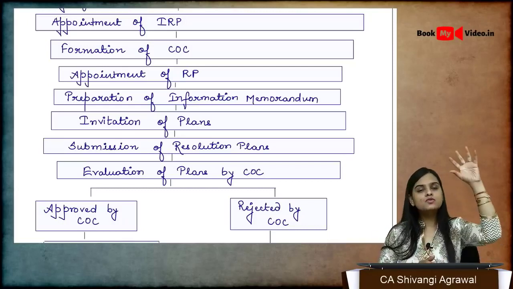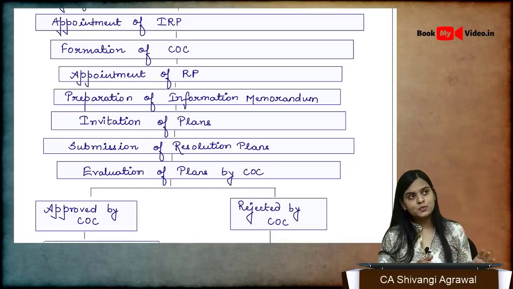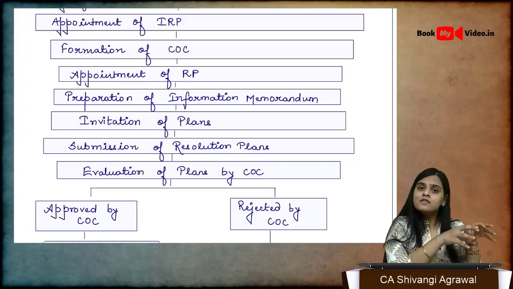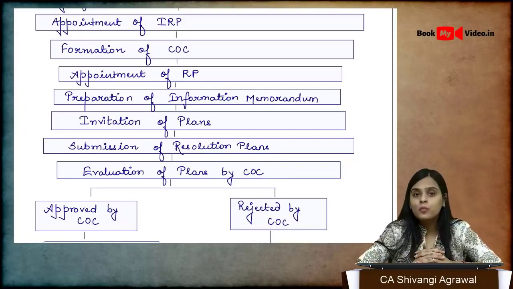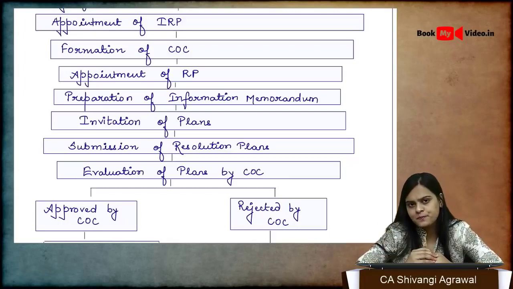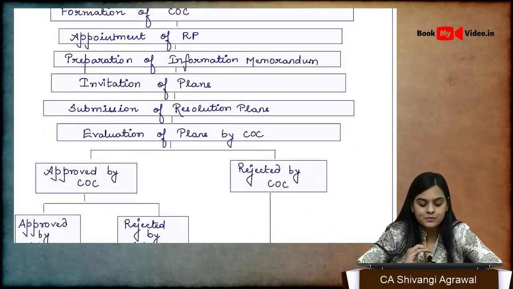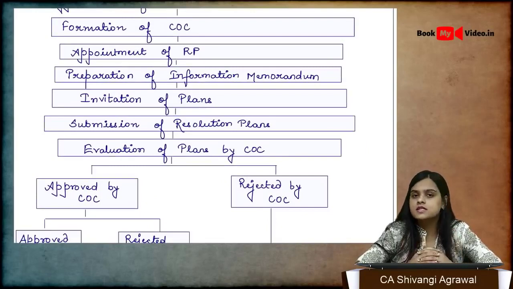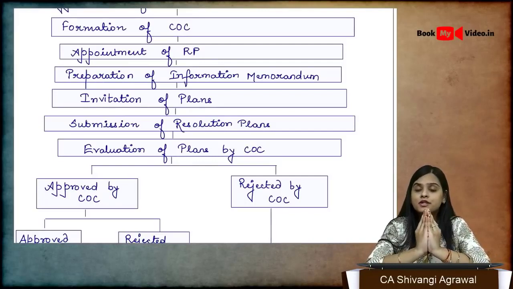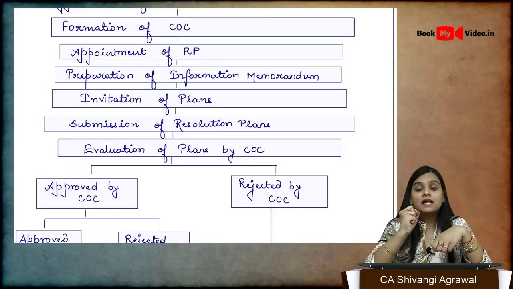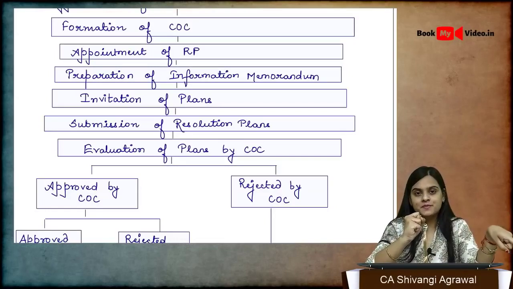So in the same manner, out of that list of persons who are eligible, who are qualified, who are registered, that list of IPs, from that one person will be selected. He will be appointed as interim resolution professional for the time being, not the final one, but for the time being. Then what happens is a committee of creditors is formed. A committee of creditors, because if I'm talking about resolving the state of insolvency of a company, who are the persons I have to take care of? Of course, the creditors. Because the company has to make payment to the creditors.